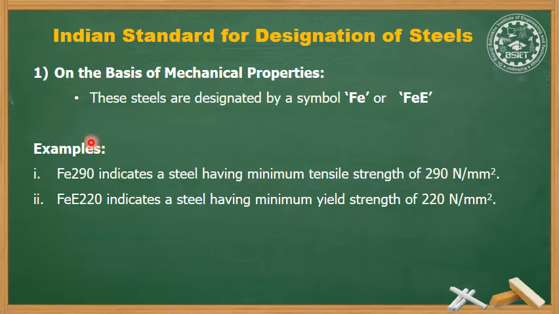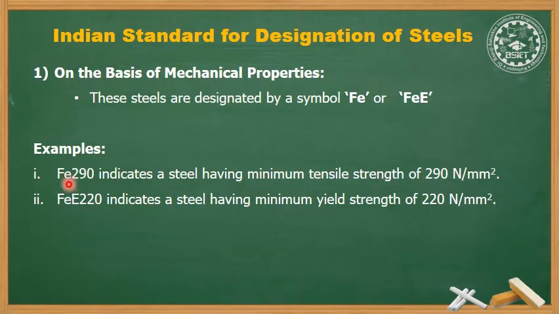Suppose you are given a designation like Fe290. Here it indicates a steel having a minimum tensile strength of 290 Newton per mm square. Second example is FeE220, which indicates a steel having a minimum yield strength of 220 Newton per mm square. So here you can see the difference between these two examples.